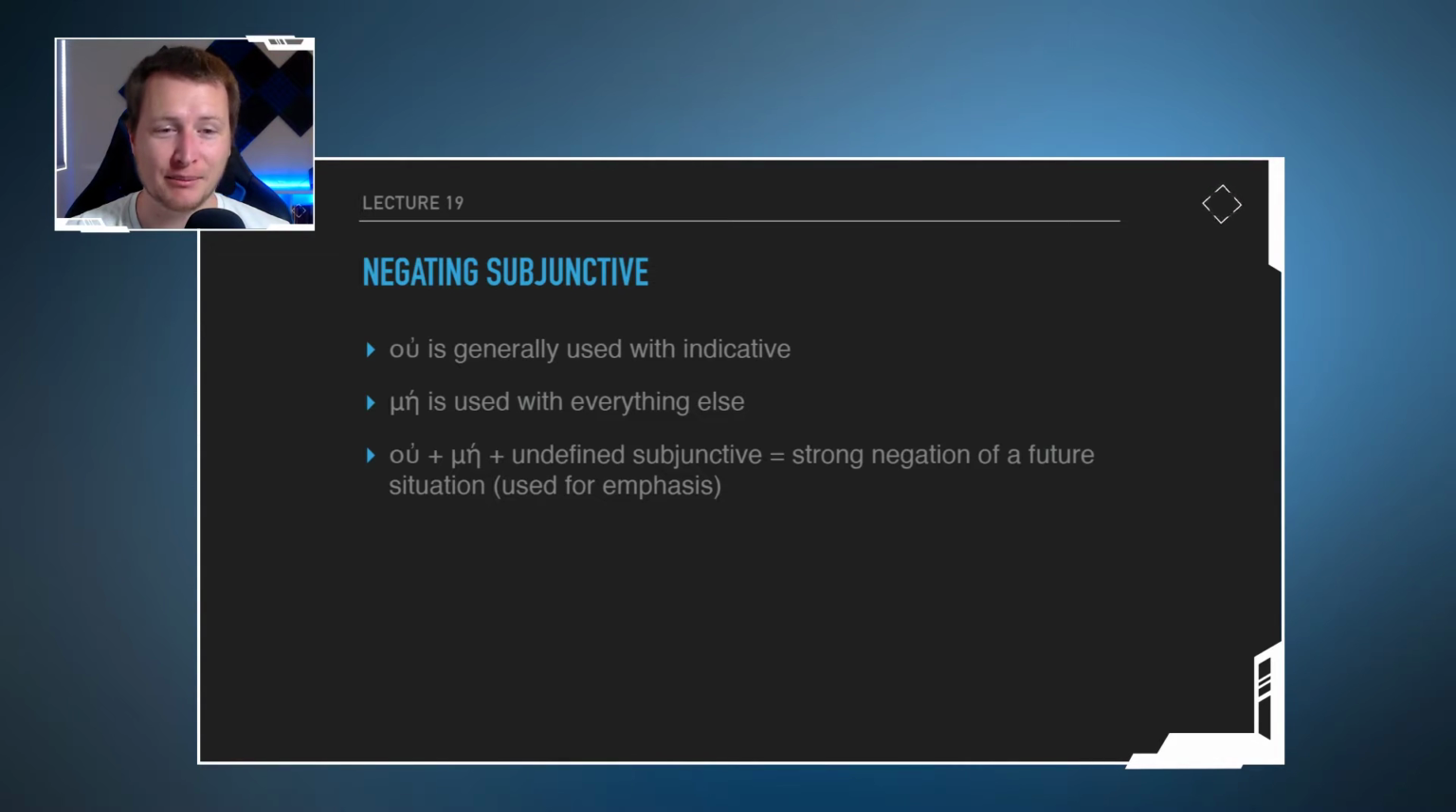But when you combine them together, "oo" plus "me" plus an undefined subjunctive, that is one of the strongest negative phrases you could use of a future situation. It's used for emphasis. It might be like "oo me genito." May it never be. Okay, so it's very strong. Very strong. It's probably the most emphatic form we have.